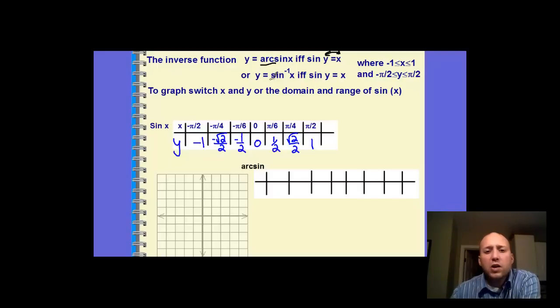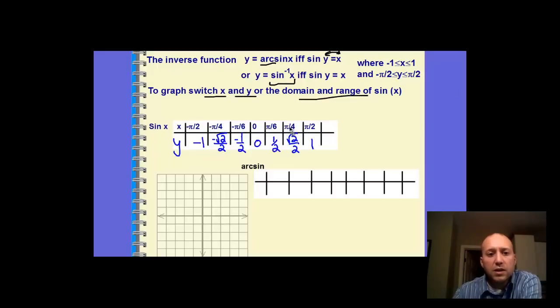And so in your calculator, or as you've seen in the past, you probably use this notation, sine to the negative 1, as the inverse. Arc sine and sine to the negative 1 both mean the same thing, the inverse function. Notice how the x values and the y values switch. So those radian measures that are usually on the x-axis are now on the y-axis. So all we do to graph is switch the x and the y, or we switch the domain and the range by definition for graphing inverses.